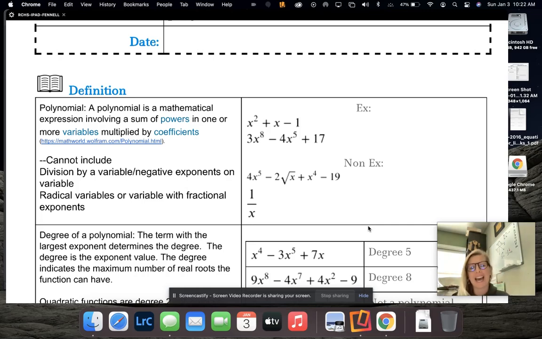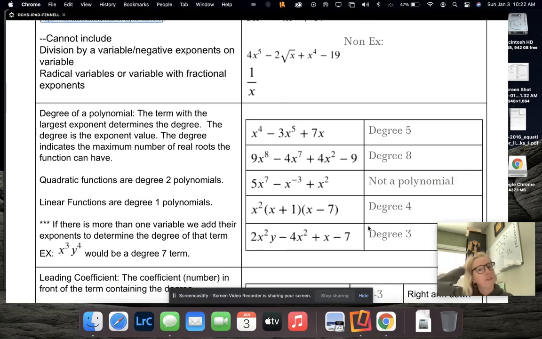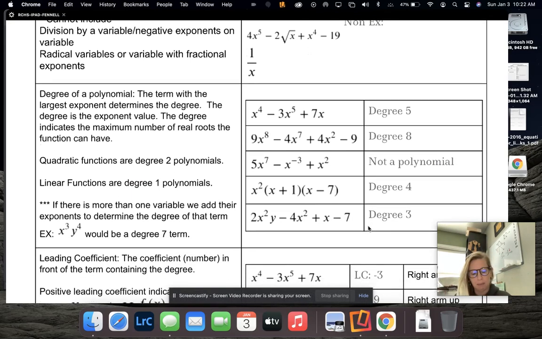A couple things it cannot include. You are not allowed to divide by a variable, which means you cannot have a negative exponent on a variable because that means that variable is in the denominator, right? So that's not allowed. You cannot have a radical or a fractional exponent. So you can't have a radical within a variable inside or a fractional exponent. Those things are not allowed. So a couple of things that cannot exist for these to be polynomials. A couple non-examples there for you. So a rational function is not a polynomial.